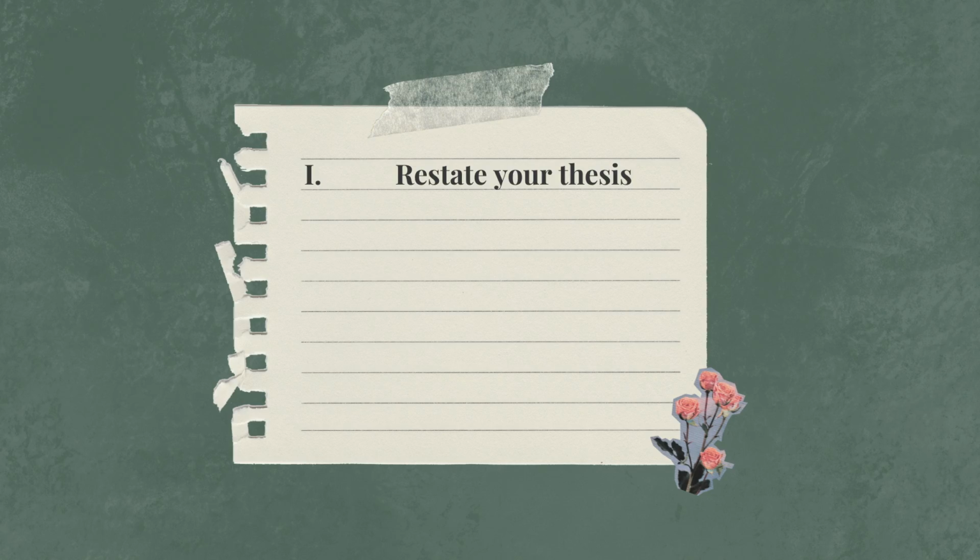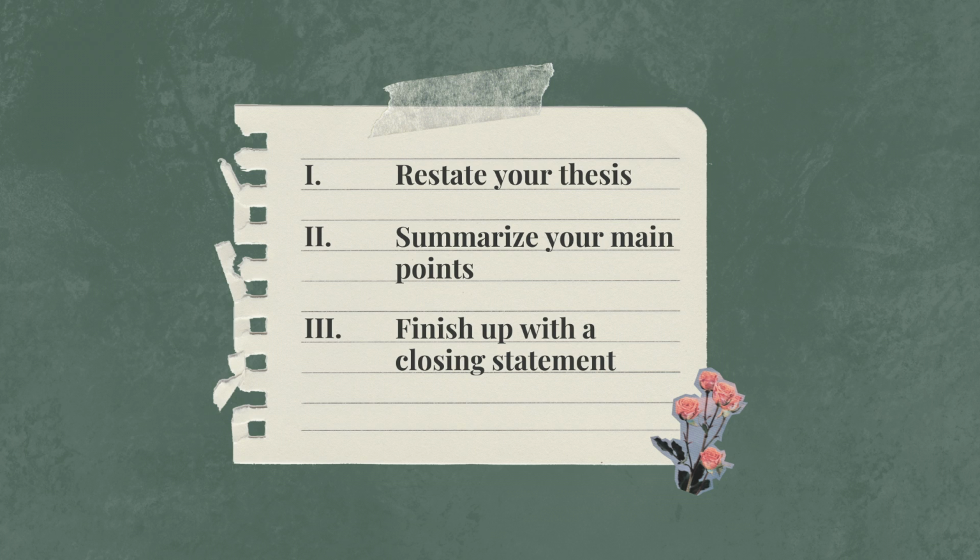First, you want to restate your thesis very clearly. Then you want to summarize the main points in your 2 body paragraphs. And lastly, you want to finish it up with a closing statement. So this is where you can mention the complexity of the issue given by GRE, or maybe quickly acknowledge the opposing side, but then wrap it up by informing the reader your viewpoint for one last time.